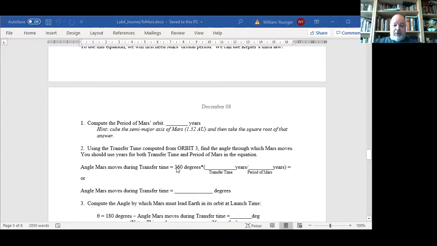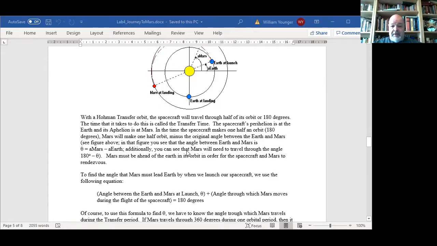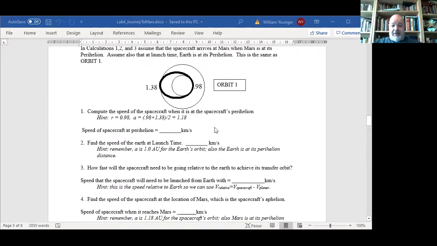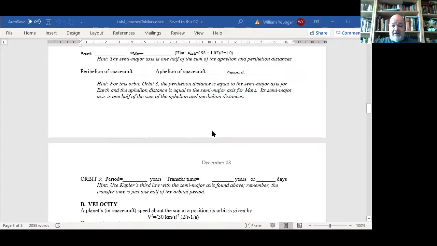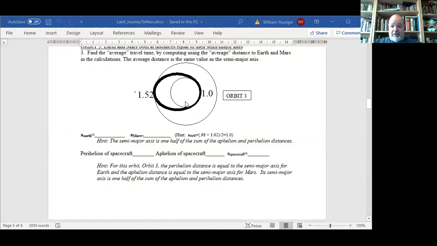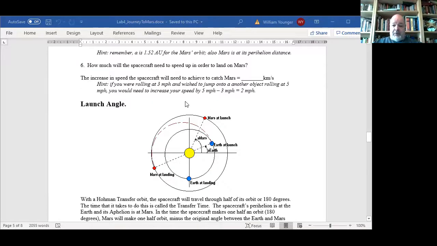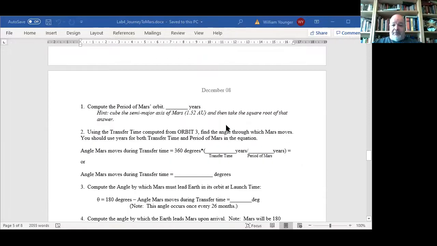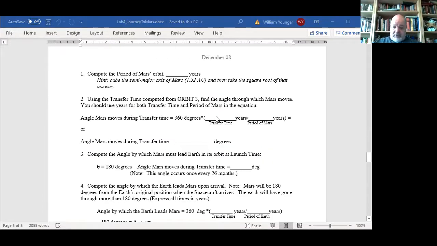But later on, it gets a little more complicated. It's literally saying, look, we're using orbit 3, so that's not this data, but this data. We're using orbit 3, and we want to write down the transfer time, which remember was half the period, and the period of Mars. You're literally just going to divide the transfer time by the period of Mars, multiply the answer by 360, and put it right there.